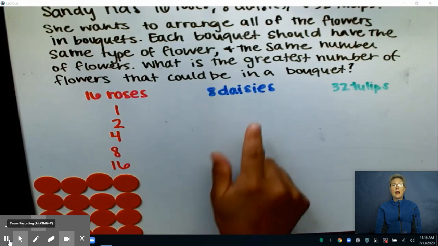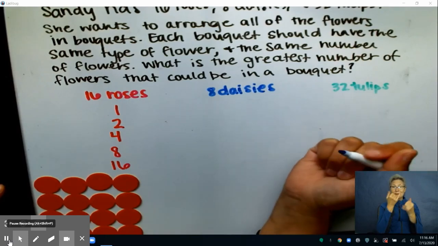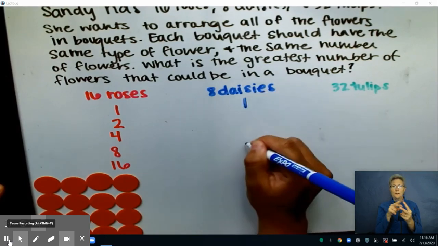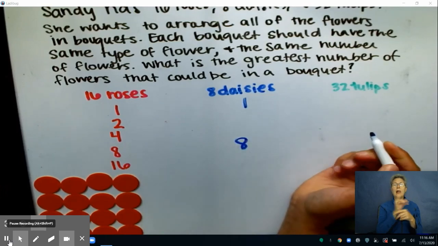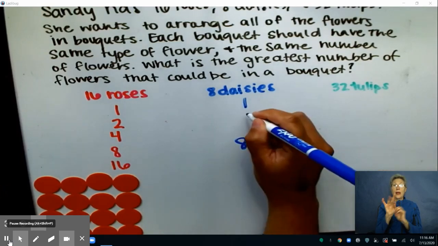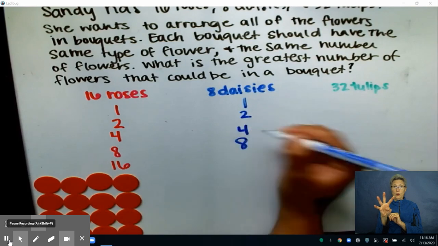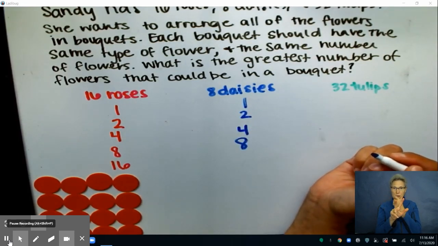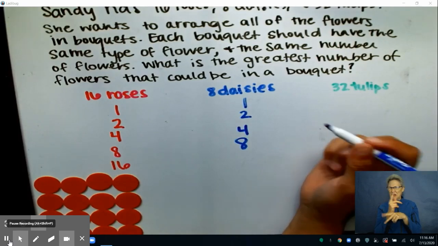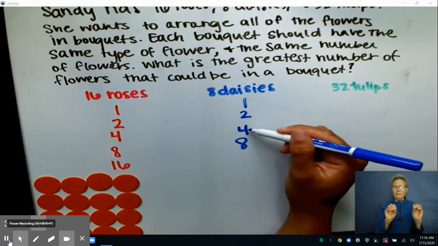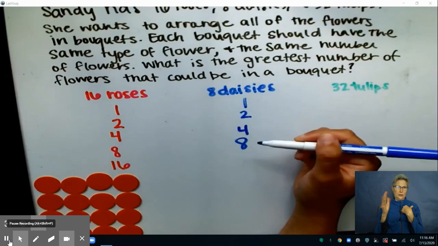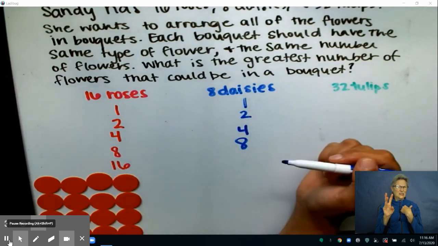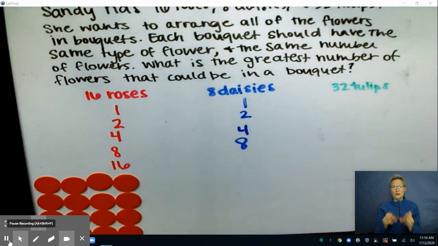I'm going to work over on my daisies now, and I'm going to be thinking of factor pairs. So I know that 1 and 8 are factor pairs of the number 8. I also know that 2 and 4 are factor pairs of the number 8. 3, nothing: there's no whole number that multiplies with 3 to become 8. And then I get to 4, which I've already got here. And I know that 5, 6, or 7 are not factors of 8. So I'm all finished here.